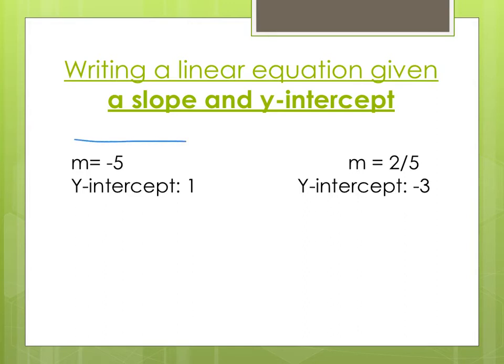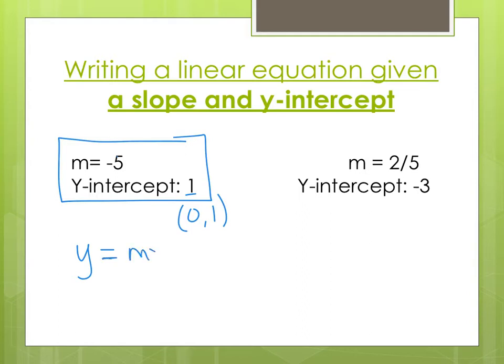And so if we look at that first example, we're given a slope of -5 and a y-intercept of 1. Remember, the y-intercept is the point (0, 1). And if it's given the slope and the y-intercept, well, slope-intercept form is mx plus b. And if my m is -5, then I can sub that in right in for m, so it'd be -5x, you always want to remember the x part, plus my b value is that y-intercept number, so that would just be -5x plus 1.